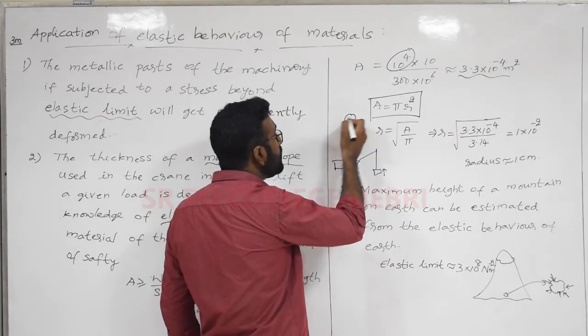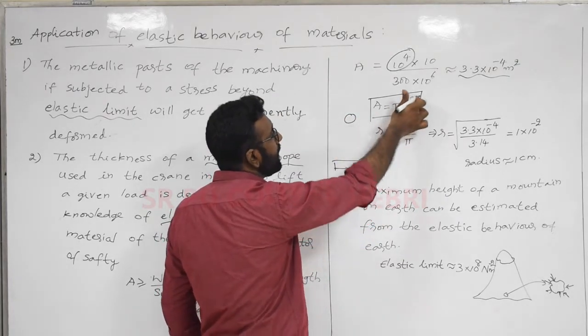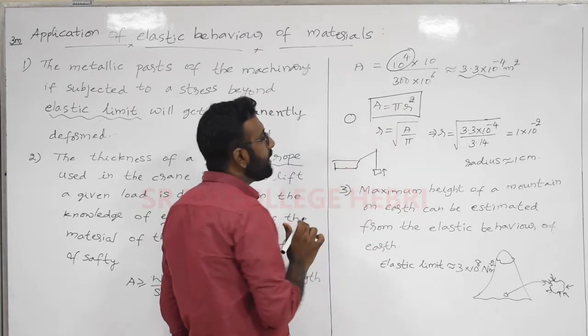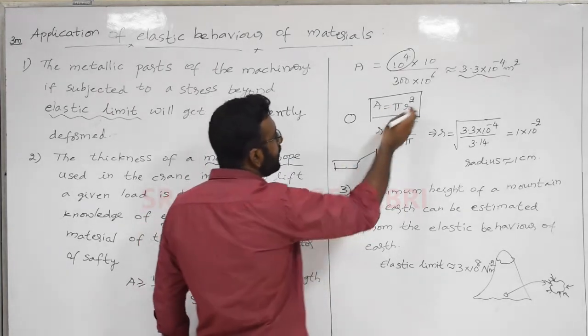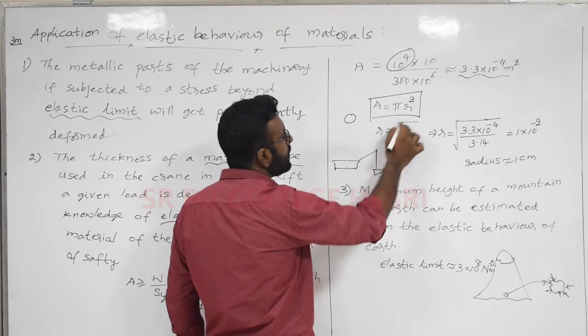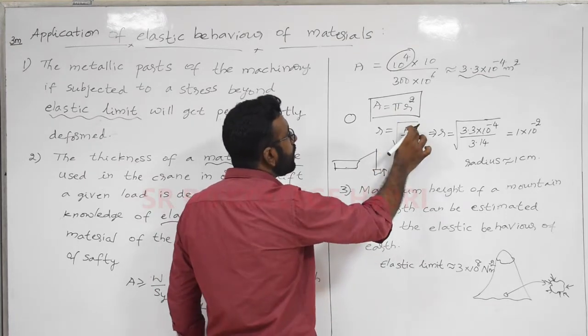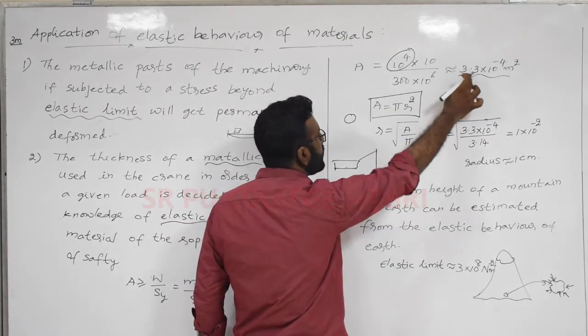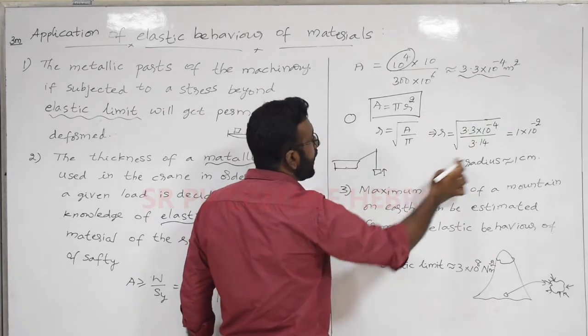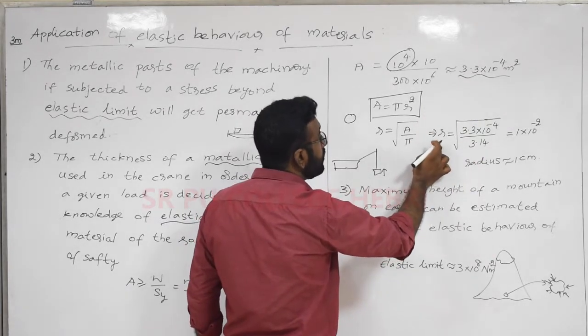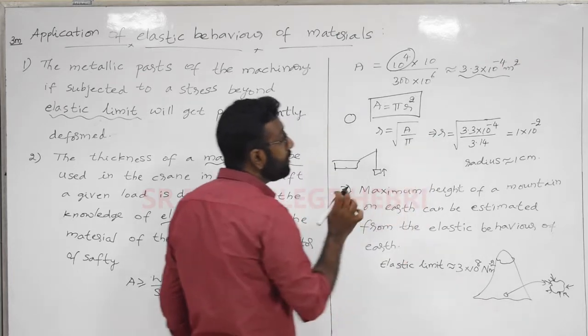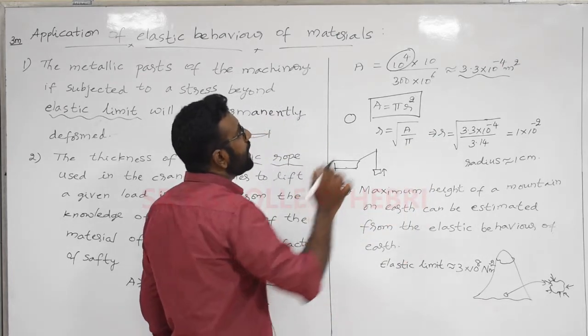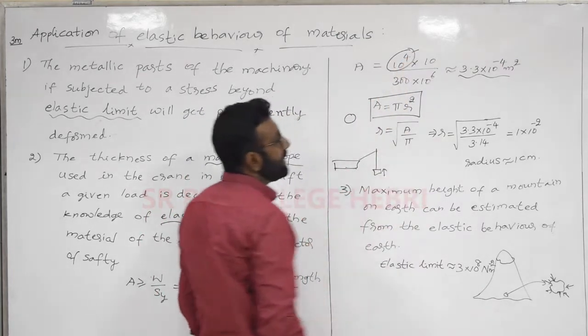So here, what is area? You know the equation, it is pi r square. If you want to calculate r value, what do you need to do? Take the terms to the other side, then take the square root. So area of the wire is calculated over here. By substituting this value and the pi value, you can find out the radius of the wire which is used to lift a weight of 10,000 kg.